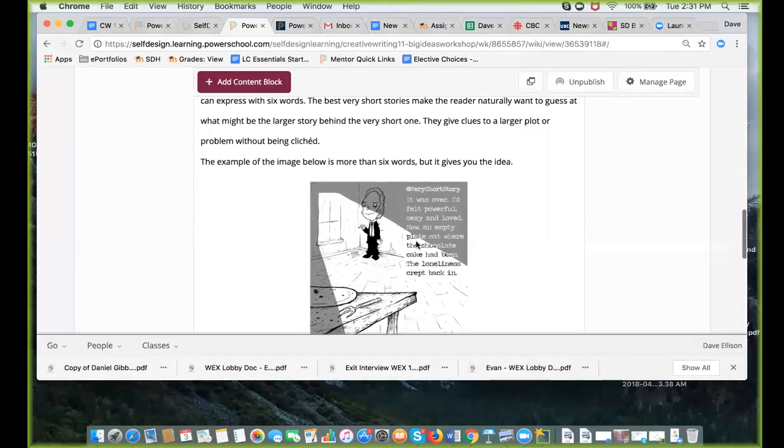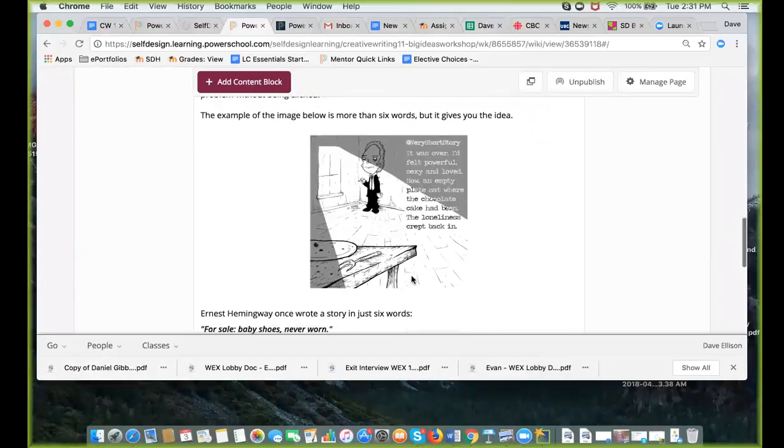Now this one here, I took it just for the image. Obviously, it's more than 6 words. Now some of these I think are better than others. Yeah, to me, it's unclear.